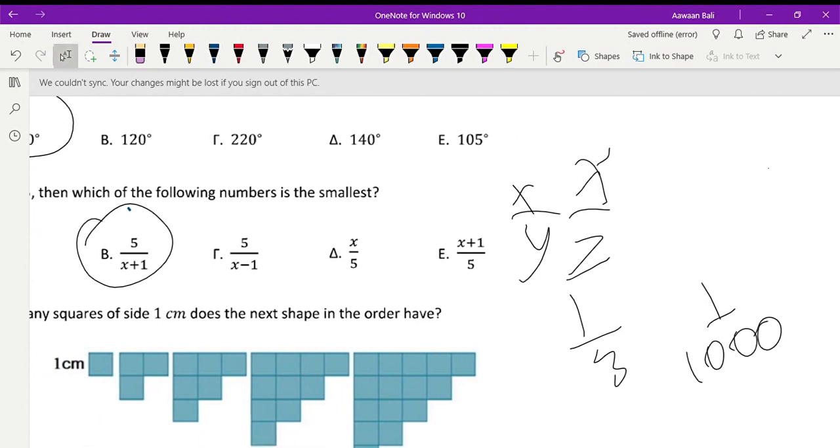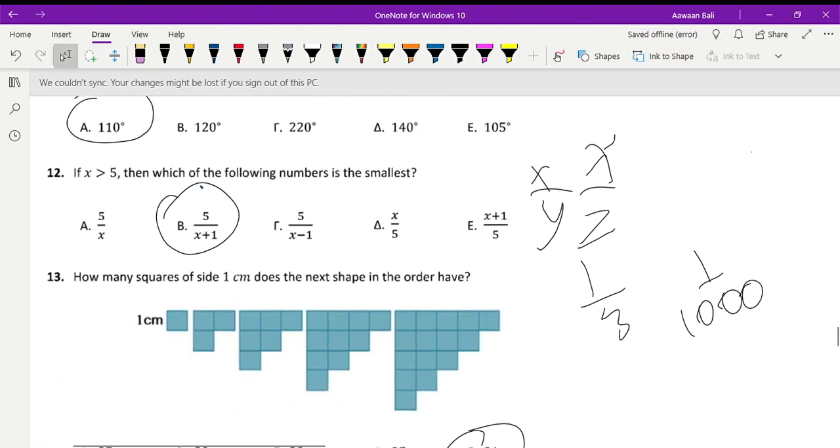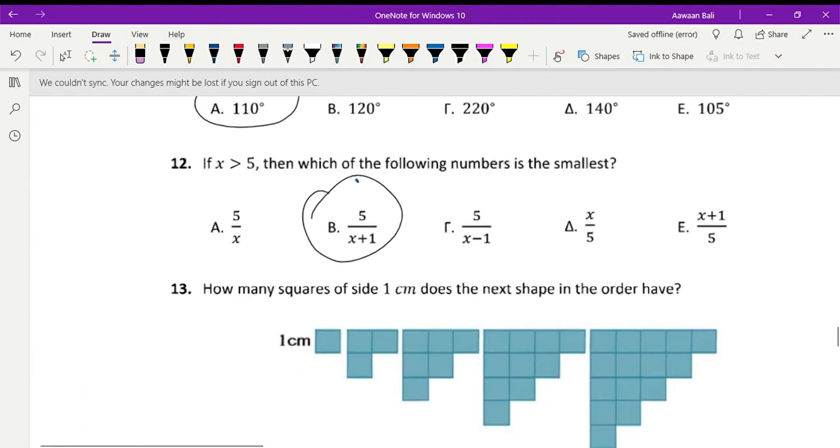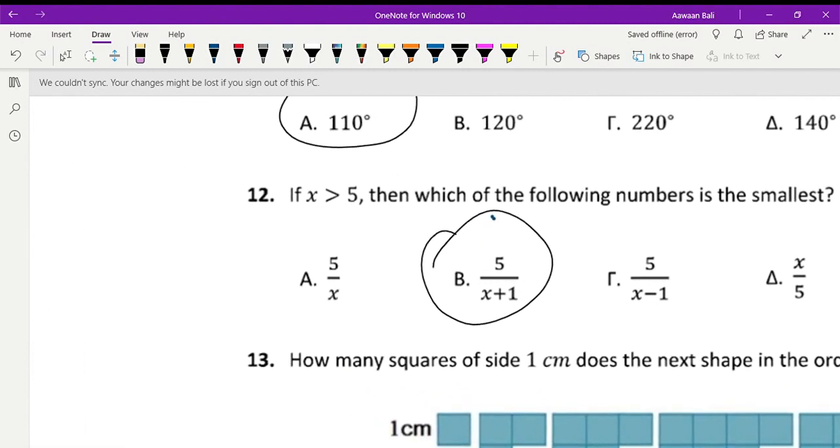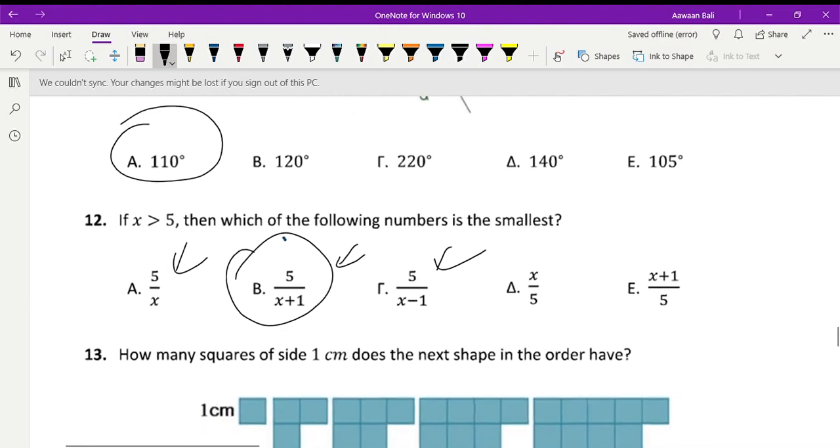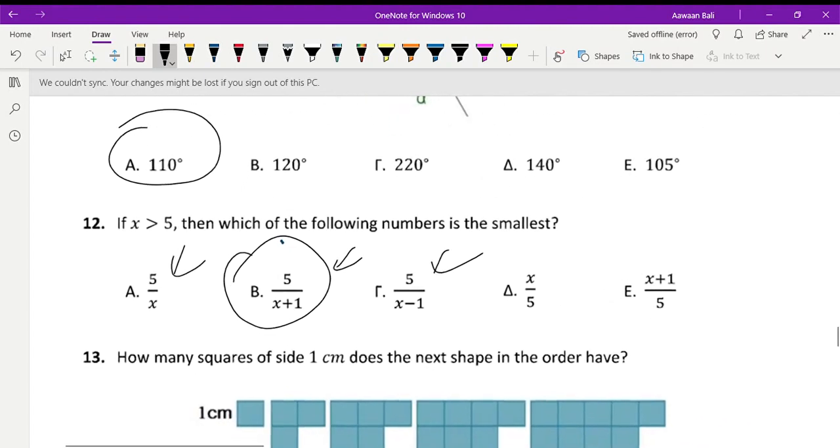So when you look at this, if x is bigger than 5, let's just say x is x, because this kind of works for everything. X is bigger than 5, then we have a decent denominator here. It's a normal fraction, not improper. But then if we have x plus 1, then it will be lesser than alpha, and this will be bigger than alpha. So far beta is our smallest.